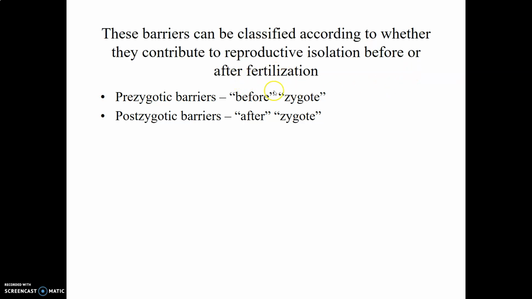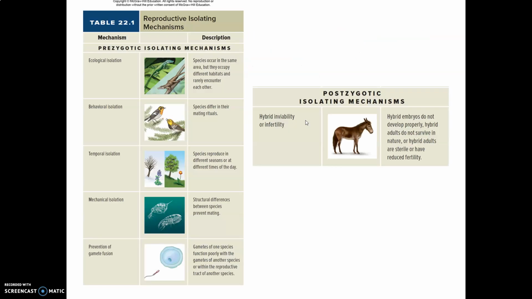Remember that the result of fertilization is a single cell called a zygote. So we can consider a prezygotic barrier as a barrier that impedes the formation, so it's before a zygote is formed, whereas a post-zygotic barrier is a barrier that occurs after the zygote is formed. So we can look at some examples of these from our books. On the left, these are all reproductive isolation mechanisms that are pre-zygotic.